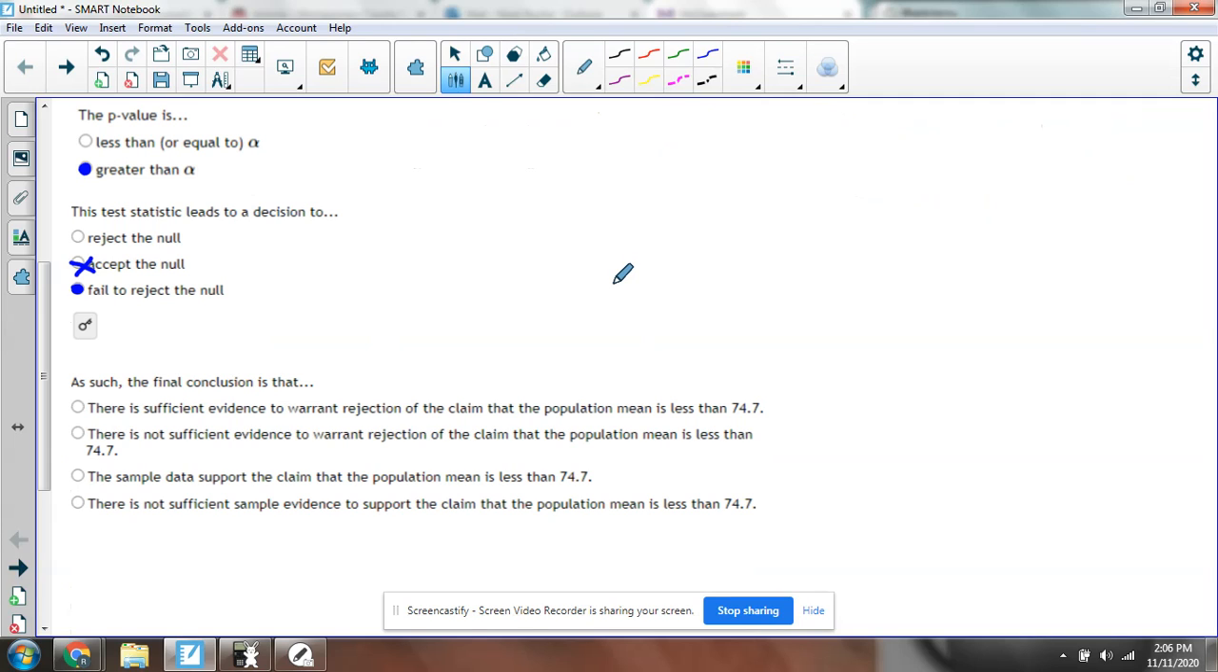So when we fail to reject, that means there isn't sufficient evidence, right? Just like in the court of law, right? If someone's found not guilty, doesn't mean they didn't do it. It just means there wasn't enough evidence to prove they did do it. So there's not sufficient evidence to claim the population mean.